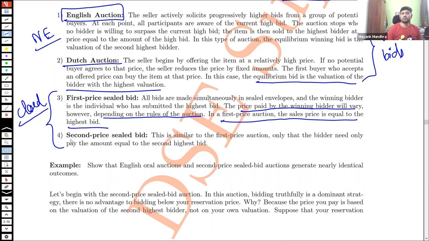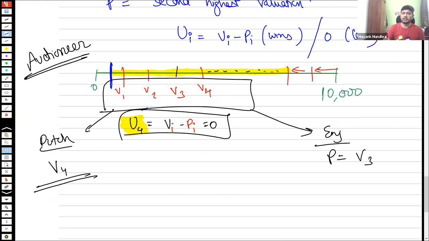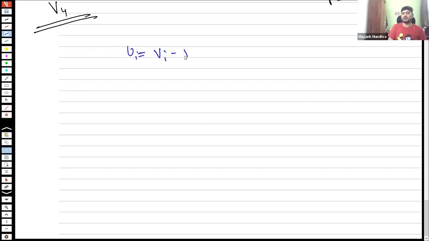So in this case, again, utility is your valuation minus the price if you win, and it is equal to zero if you lose.